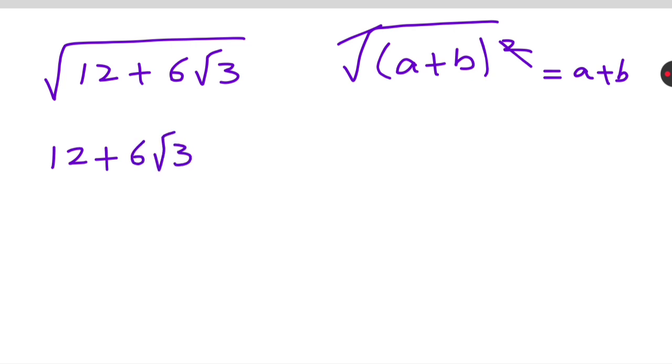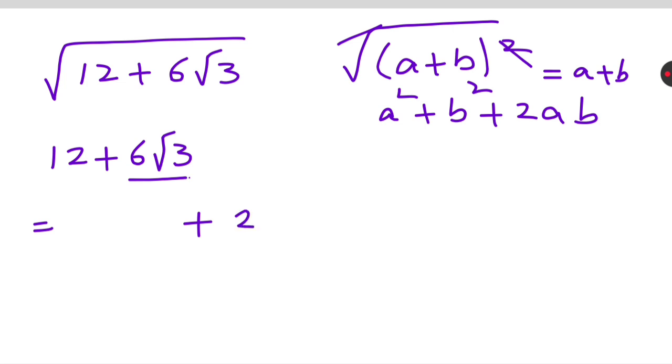whole power 2 formula. The formula for (a plus b) whole squared is a power 2 plus b power 2 plus 2ab. So let's write it in this form. In 6 root 3, we have a 2, so let's write this 6 as 2 times 3, which is 6, then root 3. So this is 2ab. That means a value is 3, b value is root 3. So now we have written it in terms of the 2ab form.